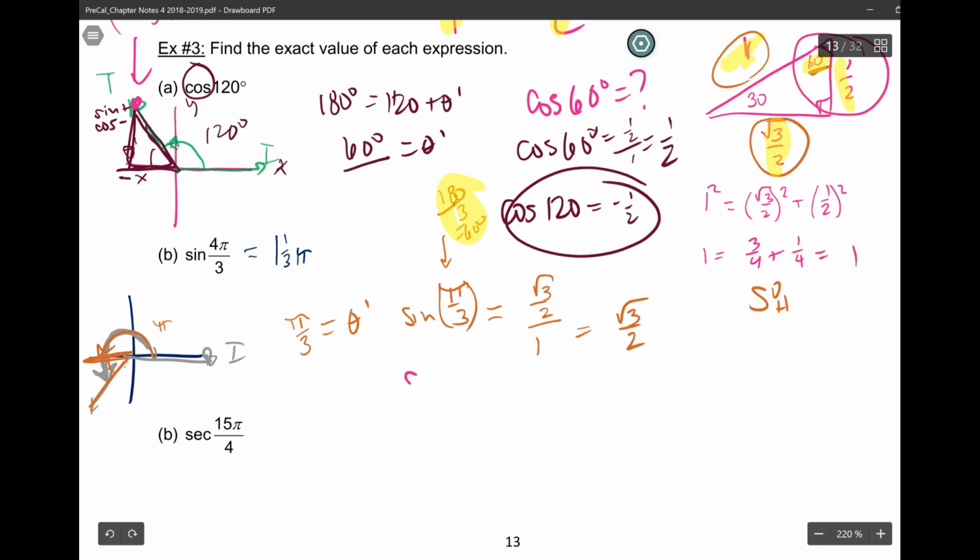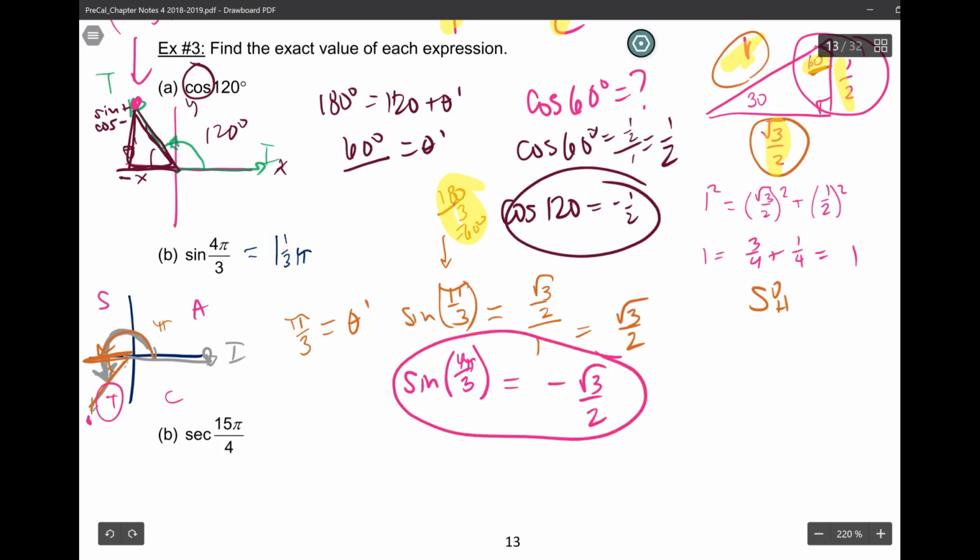So now we've got to plug back in our original, 4 pi over 3. So in the third quadrant, let's see, all students take calculus. So in the third quadrant, tangent is positive, which means we'll have a negative value for our sine of 4 pi over 3. So it just makes it negative.